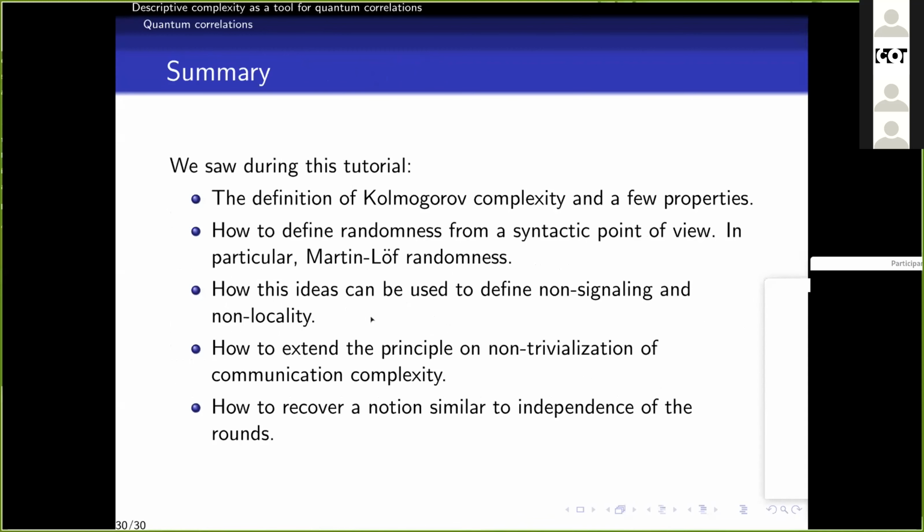So with this, I finish. What we saw during this tutorial is the definition of Kolmogorov complexity and a few properties it has. Then how to define randomness from a syntactic point of view, in particular what is called Martin-Löf randomness. Then how to use these ideas to define non-signaling and non-locality. How can we extend or modify principles that are based on probabilities to principles that are based on these notions of Kolmogorov complexity, for instance, non-trivialization of communication complexity, and how to recover a notion that goes in the same taste as independence of the rounds.